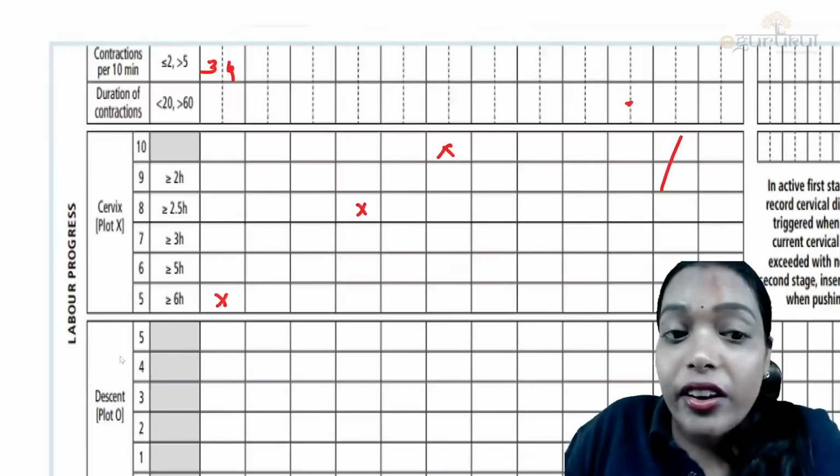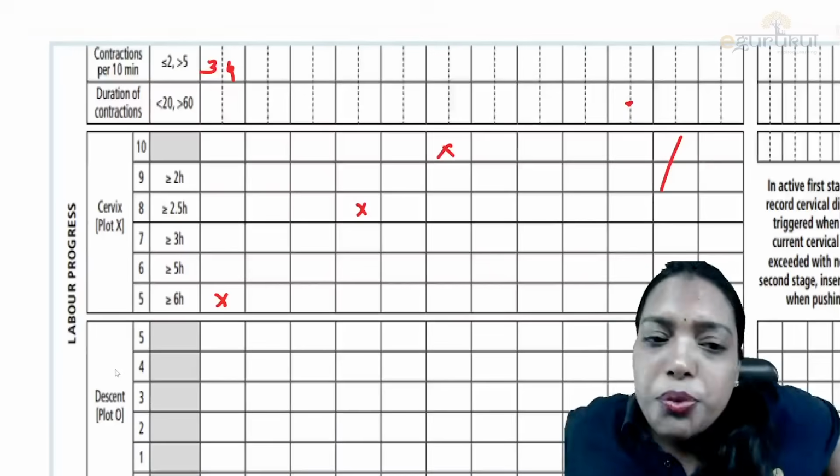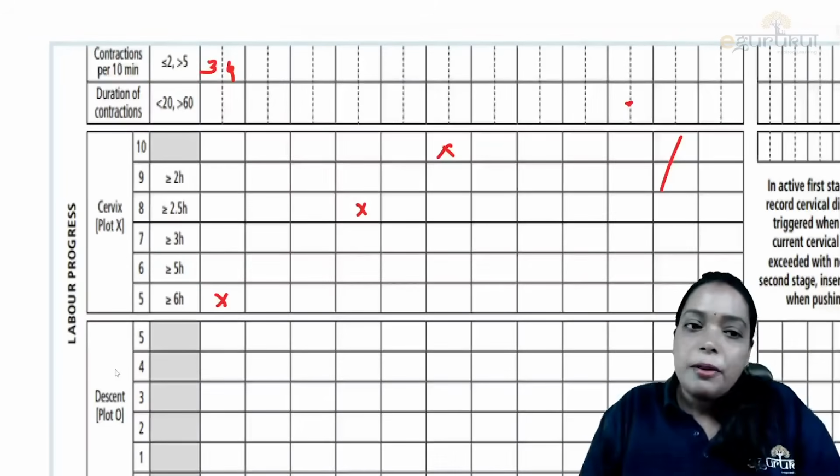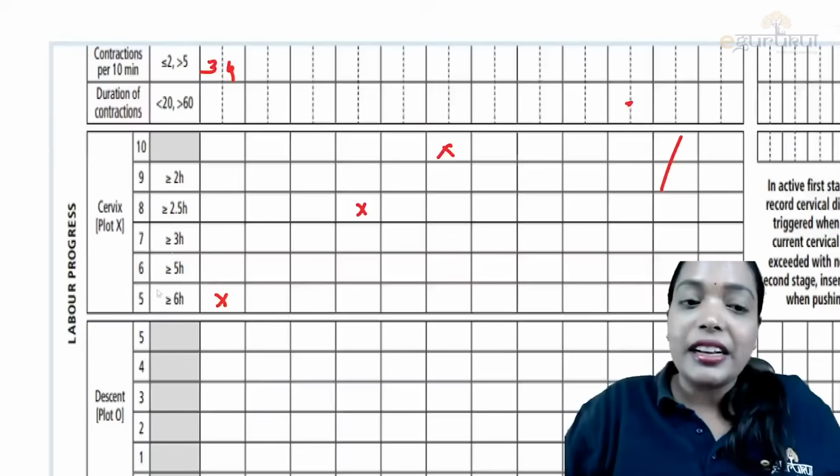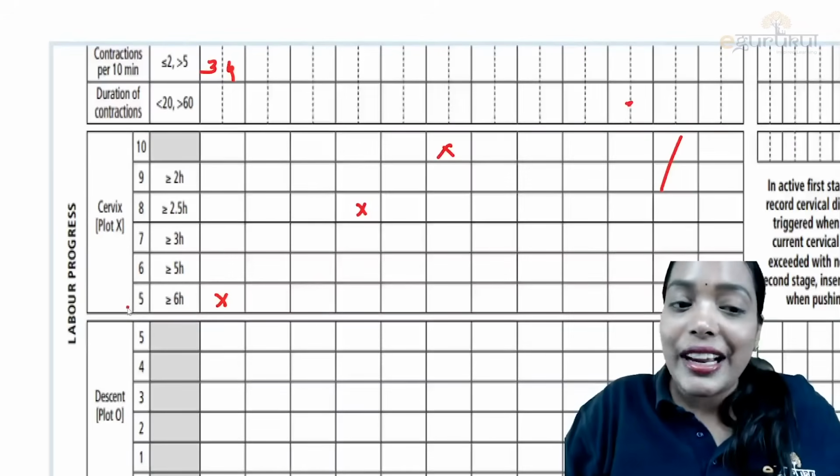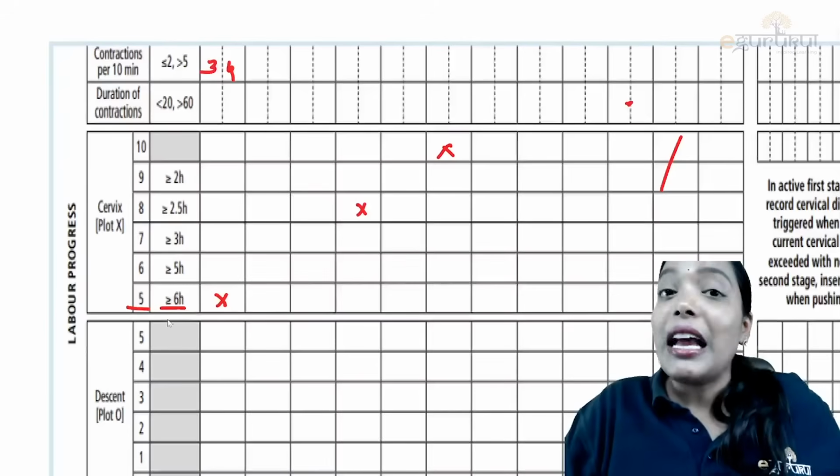Now what is an alert? See, the definition of alert is very different in this WHO labor care guide. If she is at 5 centimeters for more than or equal to 6 hours, then it is an alert.